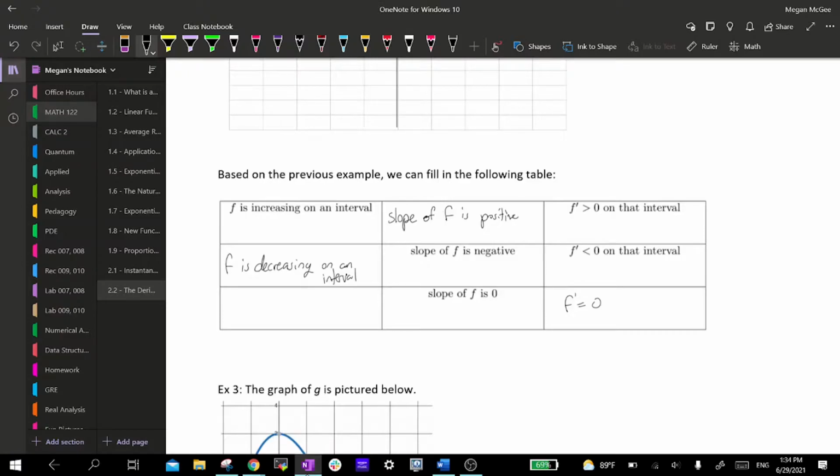And okay, so the slope was positive if f was increasing. The slope was negative if f was decreasing. If the slope is 0, the function is doing neither, right? So the function is neither increasing nor decreasing. So f is constant on an interval. All right, so this table is going to be very important later.